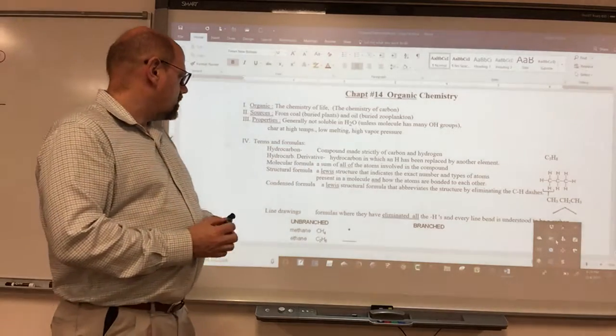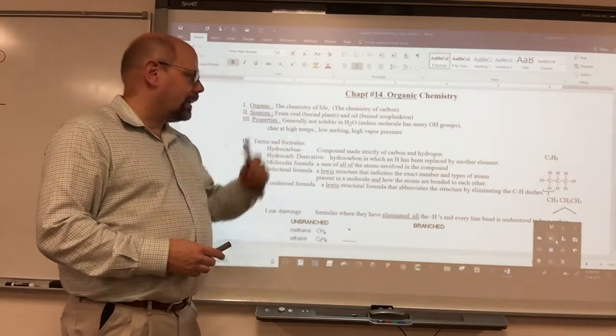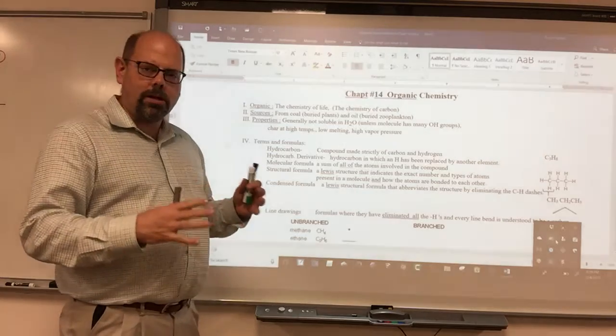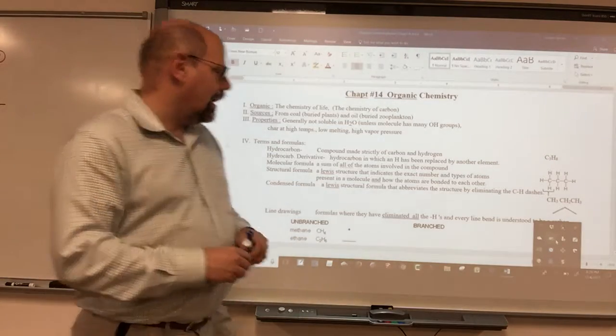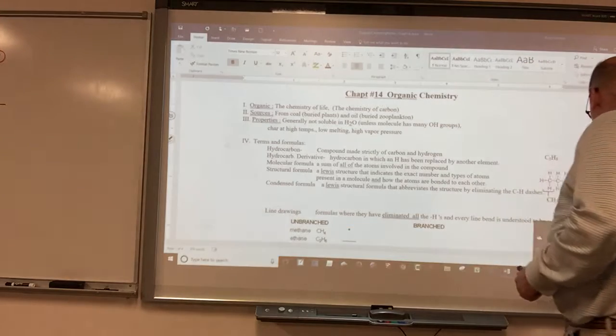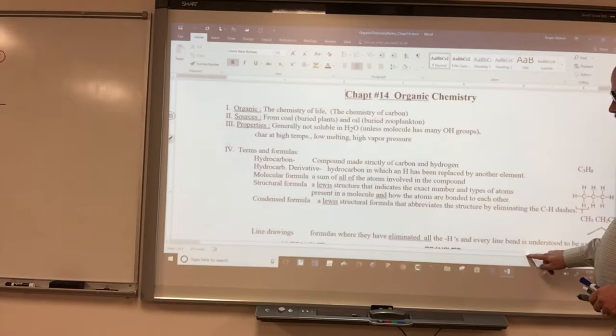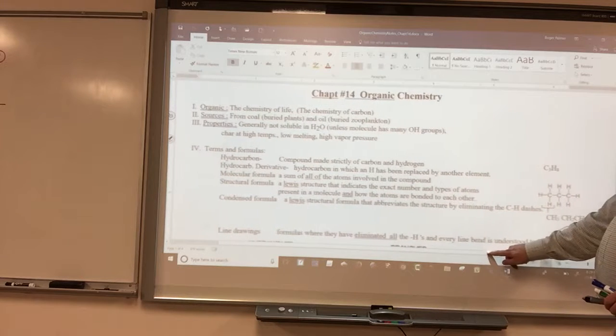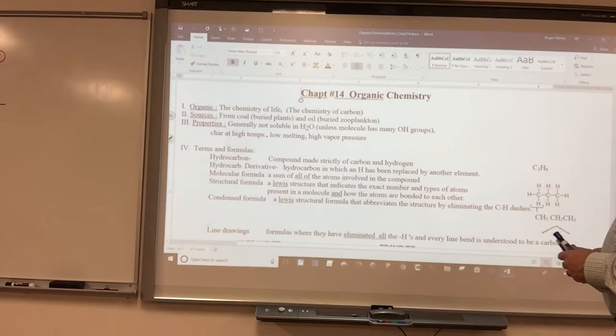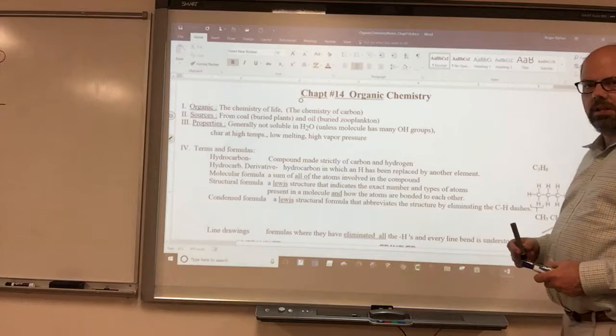So when we're talking about formulas from organic chemistry, we're going to talk about hydrocarbons, carbon compounds that are just hydrogen and carbon. That's it. Let me make this a little bigger so we can see kind of where we're going. Let's move that way over here. And typically we might see something like C3H8.